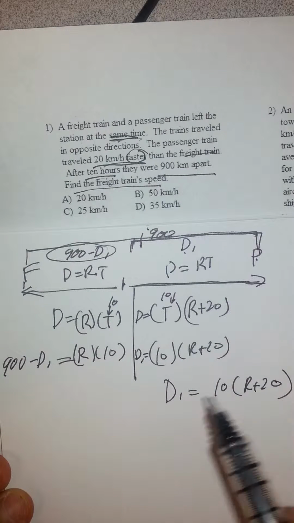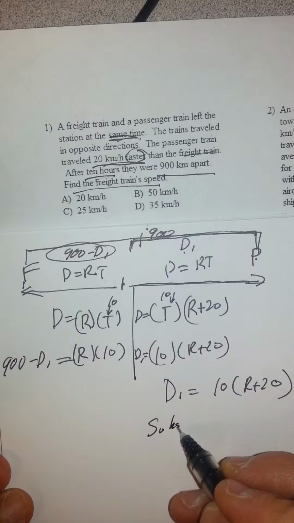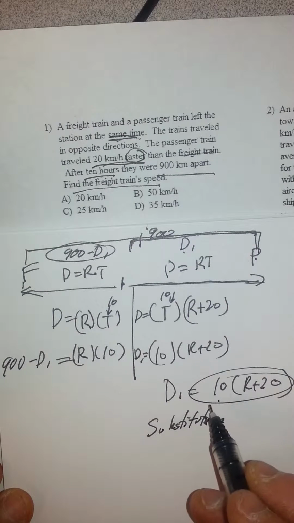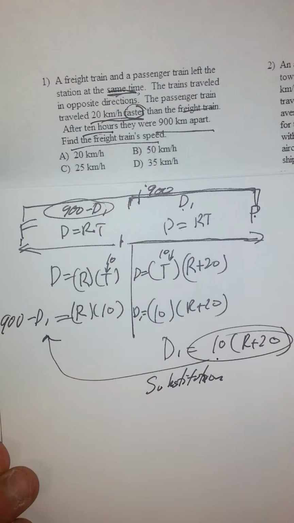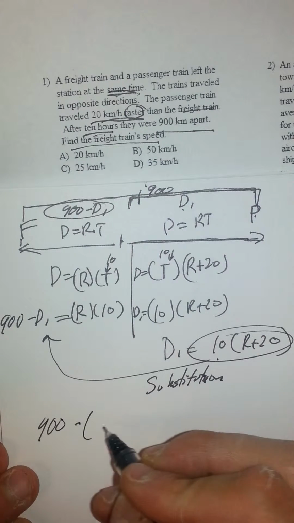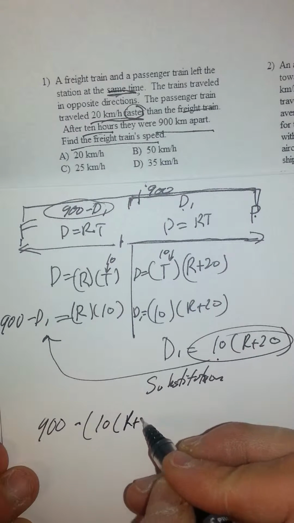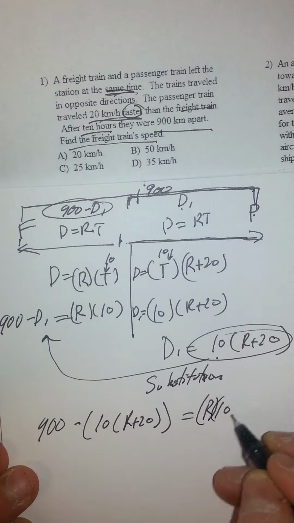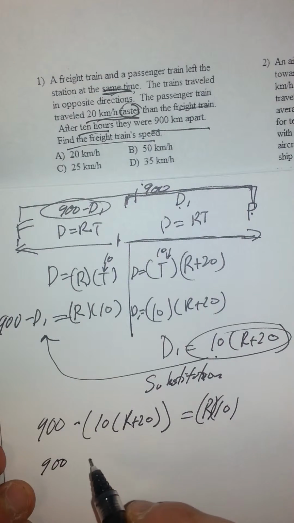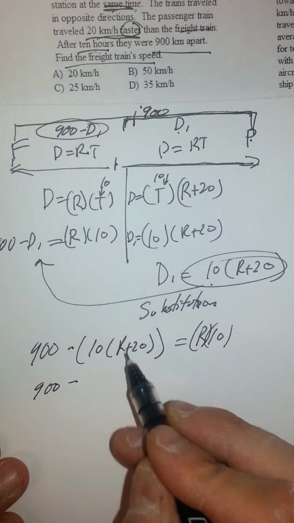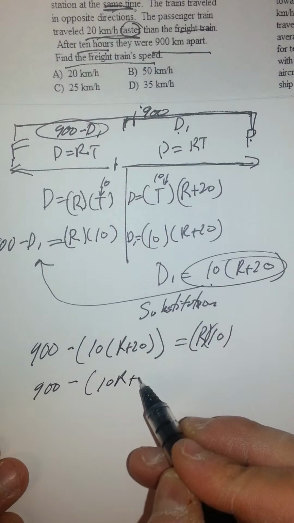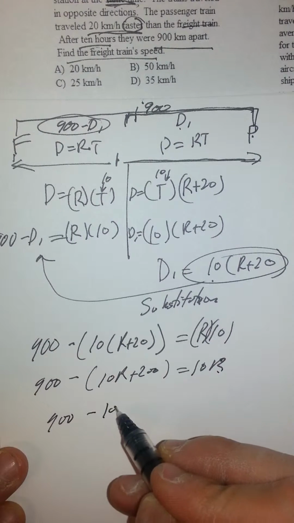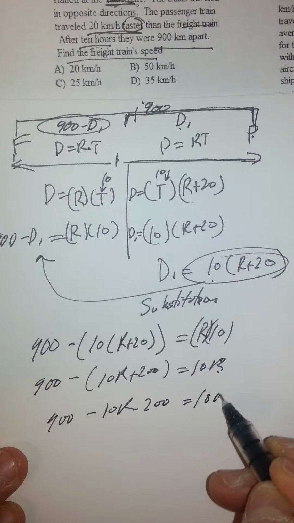And now what do we do? Well, we just use substitution. What you're going to do is plug this thing into here. And you get 900 minus the quantity of 10 times R plus 20 equals R times 10. So what we're going to get is 900 minus 10R minus 200 equals 10R.